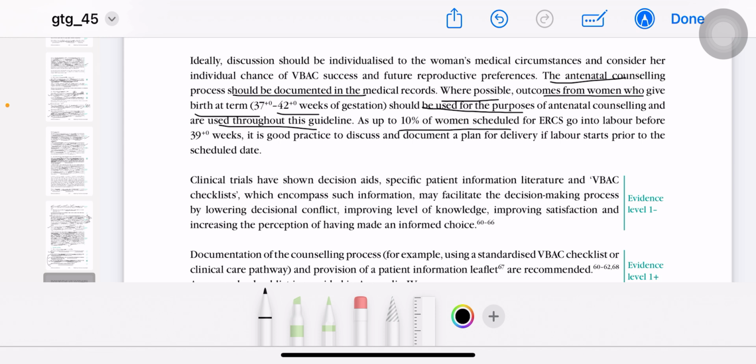Up to 10% of women scheduled for cesarean section go into labor before 39 weeks. It is good practice to discuss and document a plan for delivery if labor starts prior to the scheduled time.